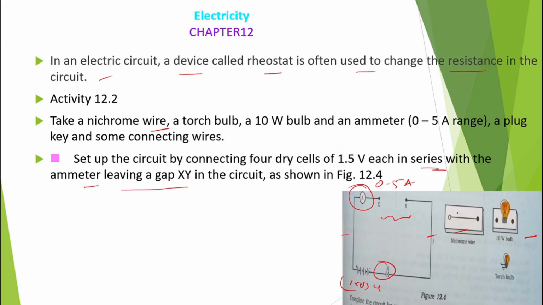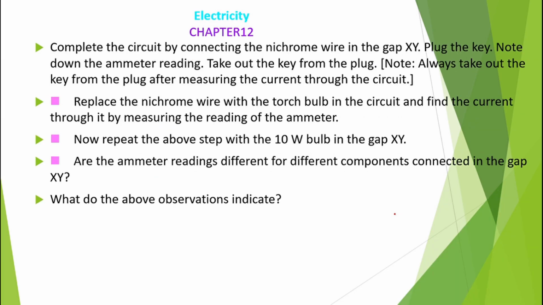Here what you have to do? You put the nichrome wire in this gap and note down the ammeter reading. Ammeter reading, that means current, you note down. Take out the key from the plug. Note, always take out the key from the plug after measuring the current through the circuit.